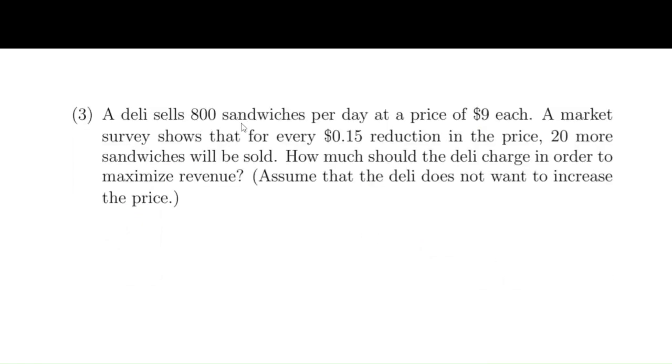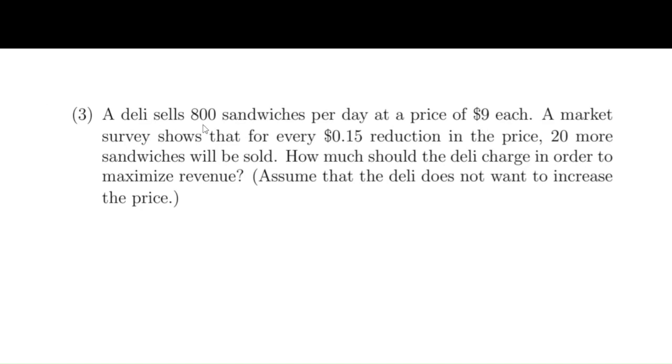Okay, to finish off, let's look at number three. A deli sells 800 sandwiches per day at a price of $9 each. So notice the revenue there would be $7,200, right? So 800 sandwiches at $9 each, they'd make $7,200 in revenue. A market survey shows that for every 15-cent reduction in the price, 20 more sandwiches will be sold. So if they reduce that price by 15 cents, so let's say $8.85, then they would sell 20 more sandwiches.